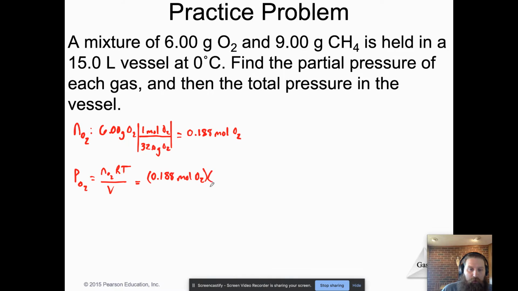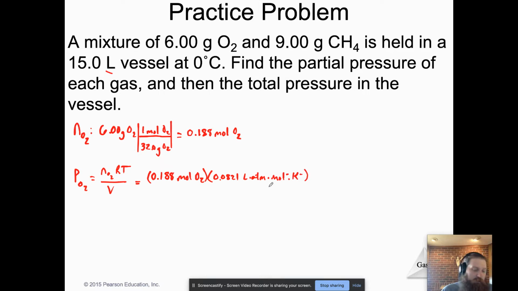There's n. My R for this equation is going to be 0.0821. I know that because I have liters and moles. I'm going to do this problem in atmospheres because the problem didn't give me a set pressure other than atmospheres, and I think atmospheres is probably the easiest one. So this is liters times atmospheres times mole inverse times Kelvin inverse.